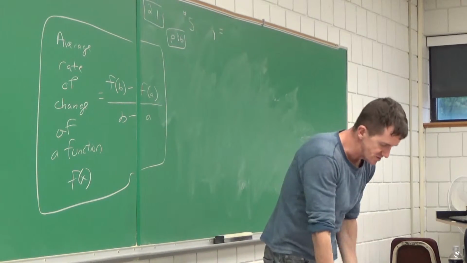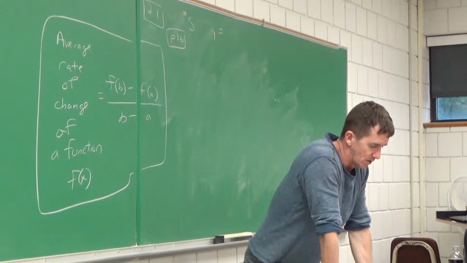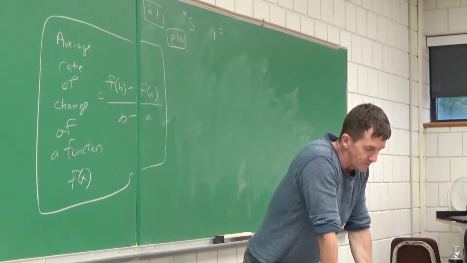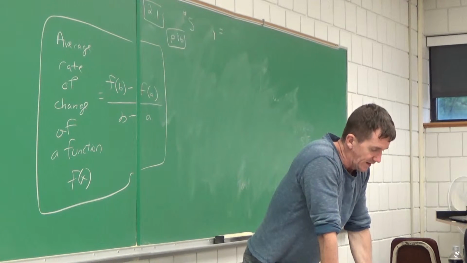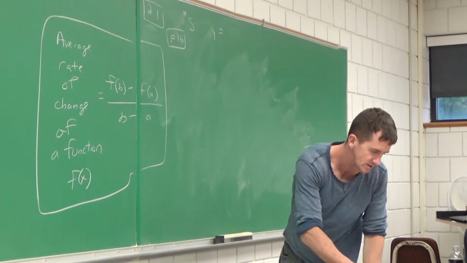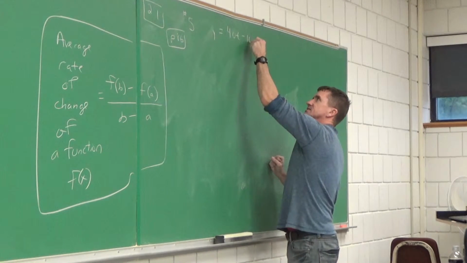Everyone, I could have chosen 7. I could have chosen 3. I just like 5 because they're throwing a ball. They say it's thrown with an initial velocity of 40 feet per second, and here's the height at time t. So this is the height at time t: y equals 40t minus 16t squared.